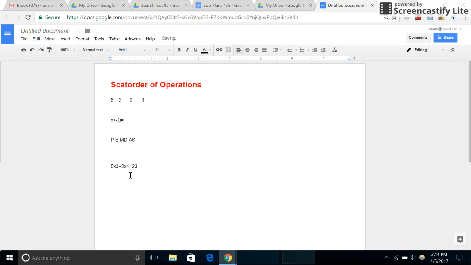And you're trying to go through, and every equation has to use these 4 numbers in this exact order. So my next equation could be 5 plus 3 plus 2 plus 4. That equals 8 plus 2 is 10 plus 4 is 14. So I'm writing a list of these equations on my paper.